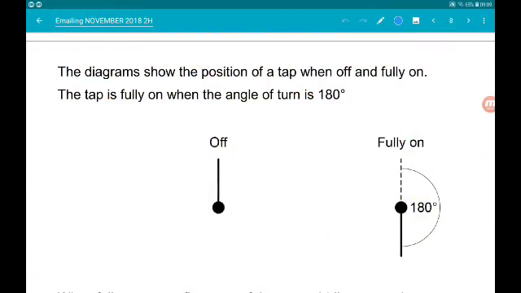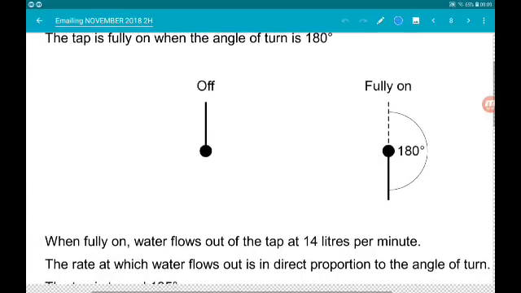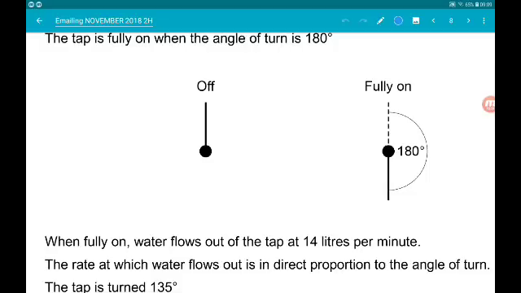Okay, question 9. So I know everyone's loved this question. When I say love, hate, same thing. So the diagrams show the position of a tap when off and fully on. The tap is fully on when the angle of turn is 180 degrees. Okay.